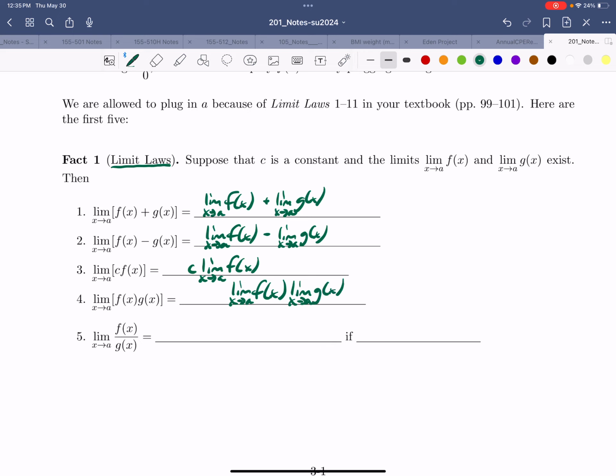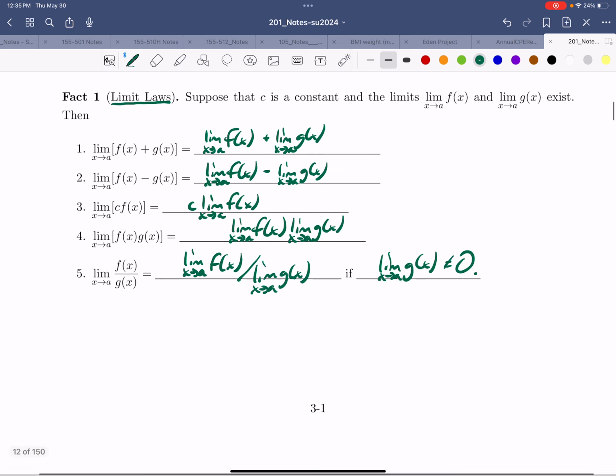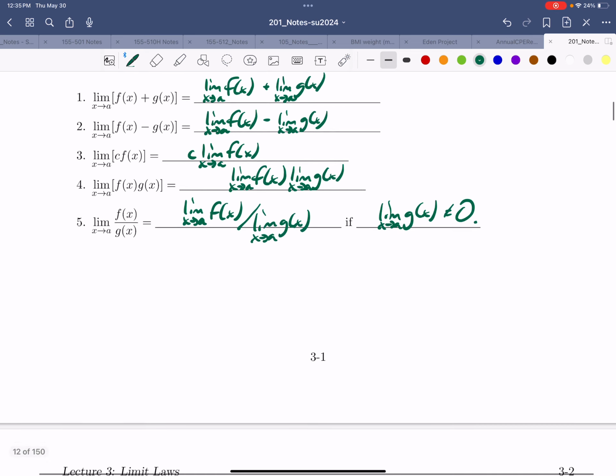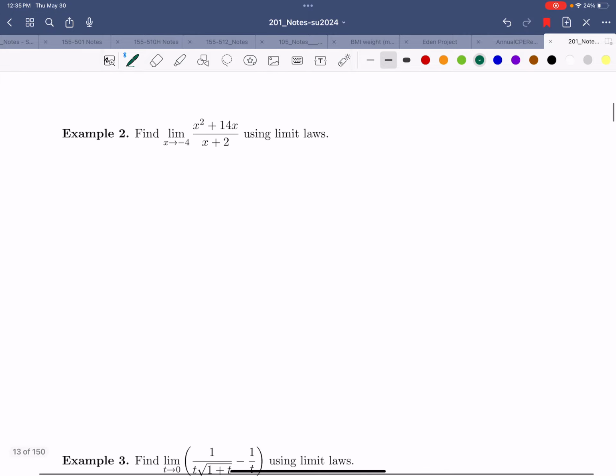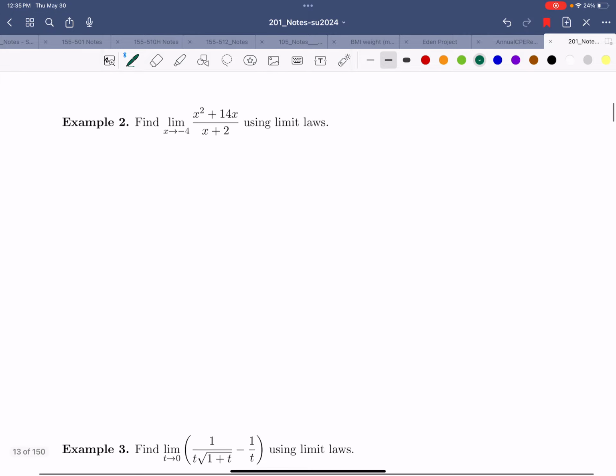And then it also works for division, although the one thing you need to be careful of is that you're not dividing by 0. So we just need the additional condition that the limit as x approaches a of g of x does not equal 0. Those are our 5 limit laws. There are a couple more in the book, but these are the 5 that we're going to talk about right now. So I just want to do one example using limit laws.